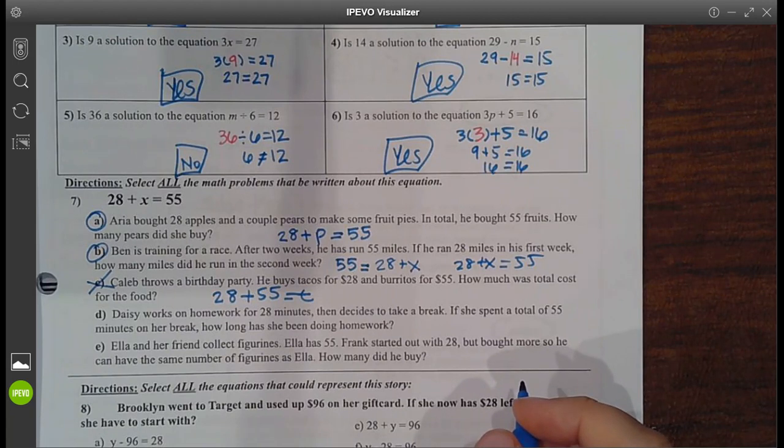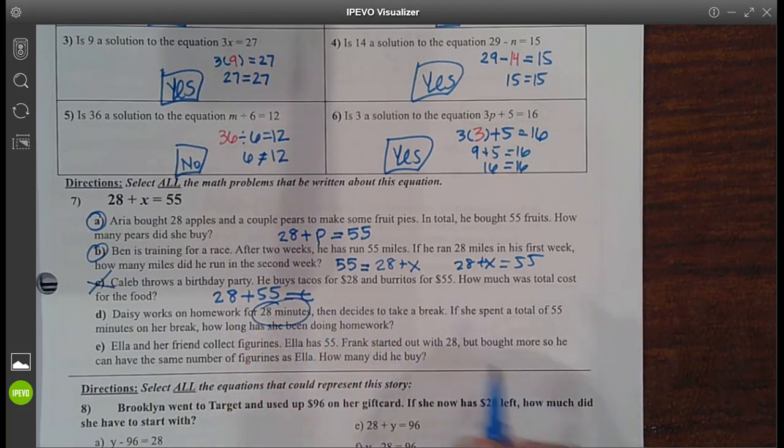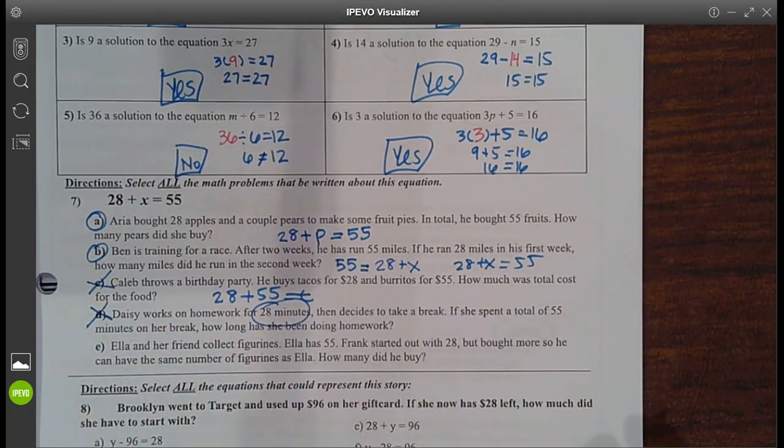She works on it for 28 minutes. Okay, she takes a break. She spent a total of 55 minutes on her break. How long has she been doing her homework? That is a total trick question. They're just asking how long has she worked on homework. She worked on homework for 28 minutes. No equation needed. Well, bam.